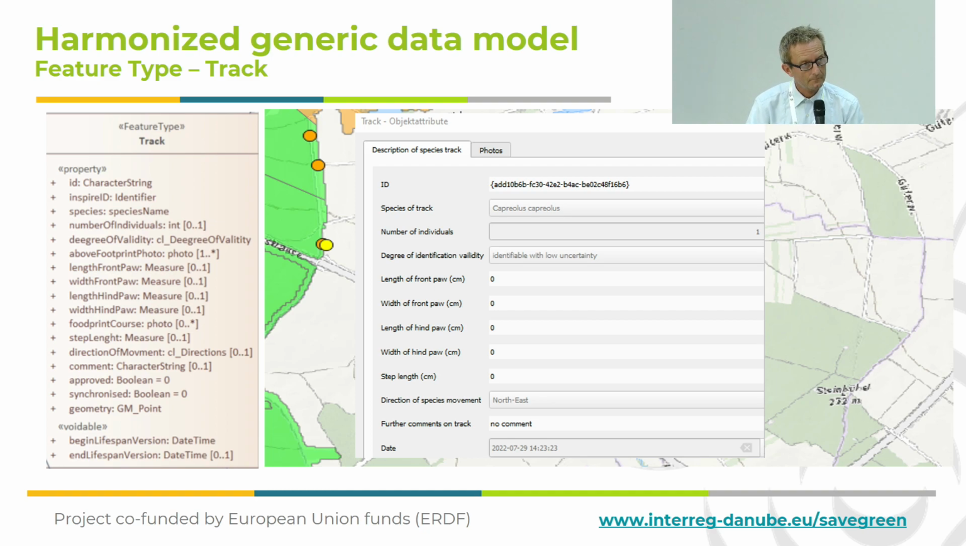Can you mention some of them? Yeah, the length of the front path. It was never used. You have a photo, it's fine. You have the classification of which animal. But this feature properties: the length, the width, the length of the hind path, the width of the hind path, the step lengths.